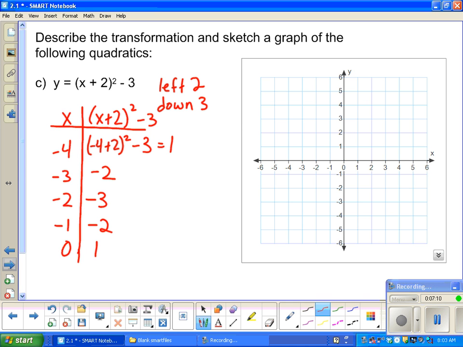All right, so let's look at this graph: negative 4, 1; negative 3, negative 2; negative 2, negative 3; negative 1, negative 2; and 0, 1. Okay, so that's our graph. Now what's our parent graph? Our parent graph was here.